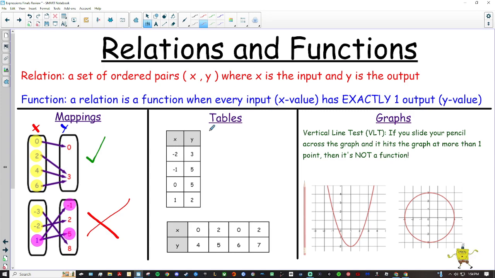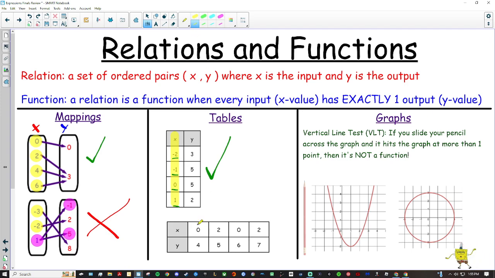Now we can do the same thing with a table. When you are determining if it's a function, you only care about the x. You only care about the inputs. Now, if we're looking at only our inputs, we can see that I have a -2, I have a -1, I have a 0, and I have a 1. I do not have any repeats. If any of these repeat, then it fails. Since all of these numbers, -2, -1, 0, 1, are all different numbers, this is a function.